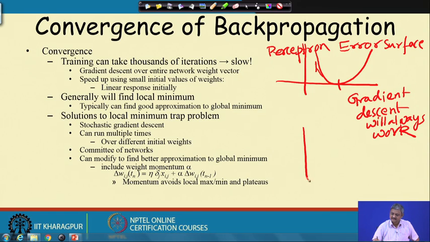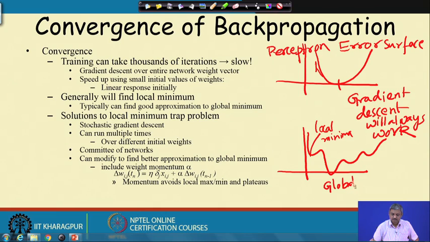Whereas, for the multilayer perceptron, this error surface may look like this. These are the local minimas. Now, depending on your initialization, the random values of the w, your gradient descent may get you stuck in a local minima rather than a global minima. So, training may not always give you the least error. So, that may happen, right. So, this is a limitation of the backpropagation algorithm.